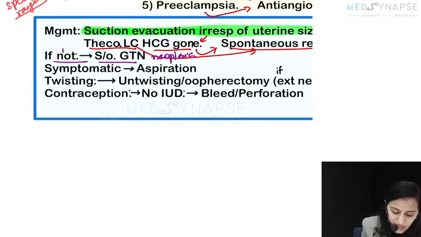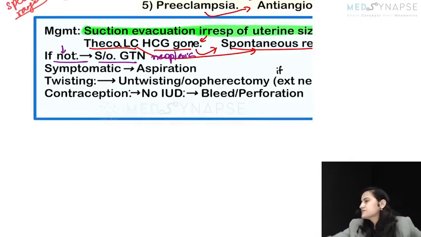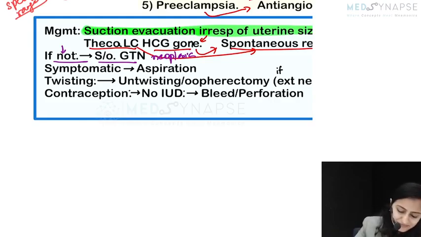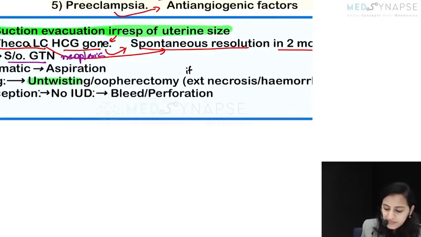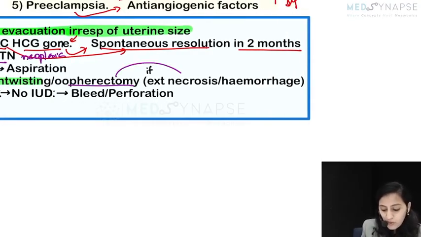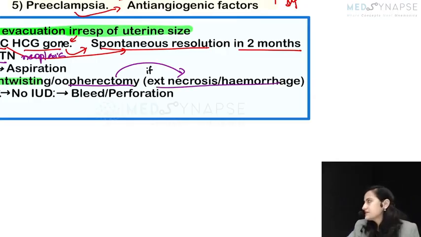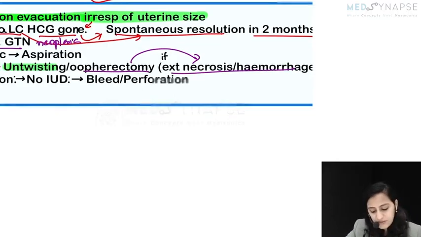Right? If it is not decreasing, that means it is now a GTN. Can the theca lutein cyst undergo twisting? Yes. If it undergoes twisting, तो क्या करोगे? कुछ नहीं, untwist कर दो. Will you do an oophorectomy? Not. Only if there is extensive necrosis and hemorrhage, then only you will do oophorectomy.